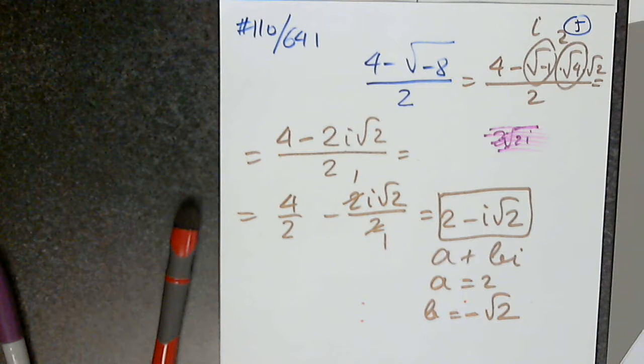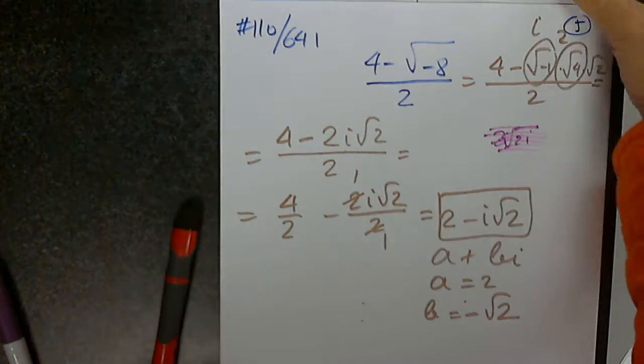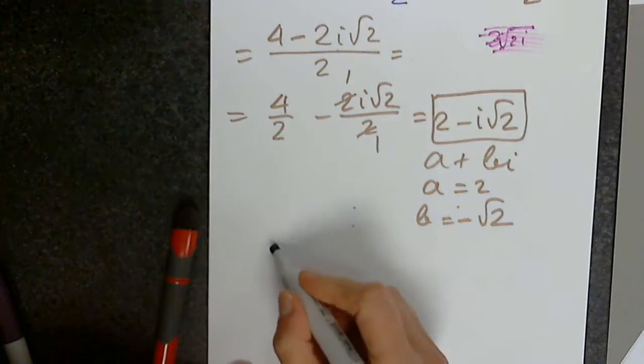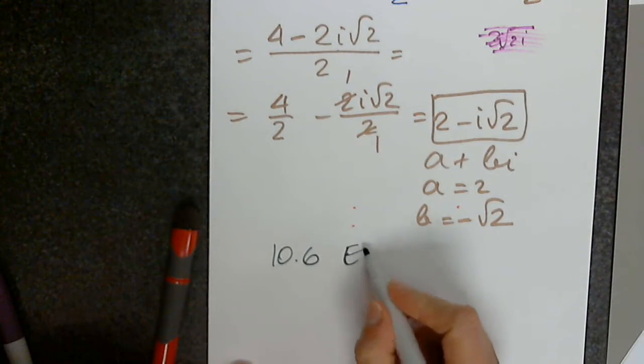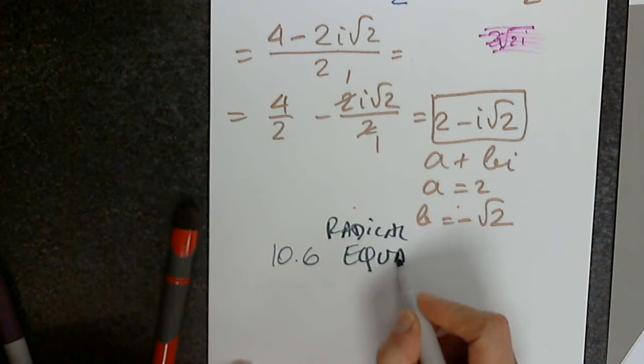In 10.7, we exhausted everything. There's nothing else. Any questions? Okay, so let's go back now to more equations. 10.6, radical equations.